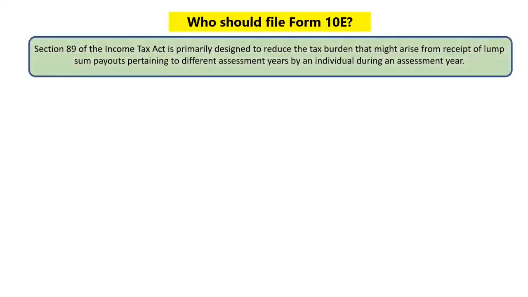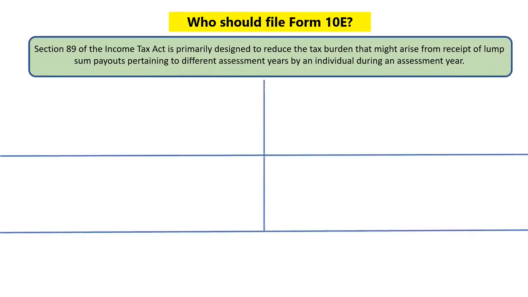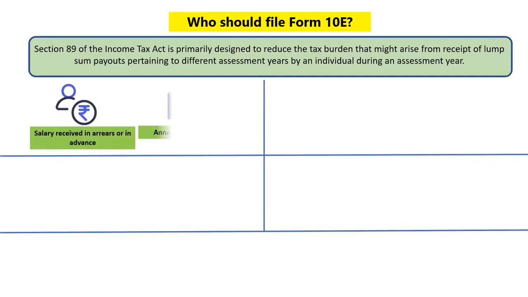Please note, Section 89 of the Income Tax Act is primarily designed to reduce the tax burden that might arise from receipt of lump sum payouts pertaining to different assessment years by an individual during an assessment year. Some examples of these lump sum payouts could be salary received in arrears or in advance. In such a case, in order to claim tax relief under Section 89, the assessee is required to file Annexure 1 of Form 10E.